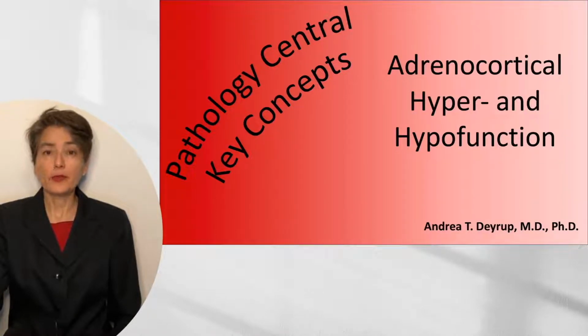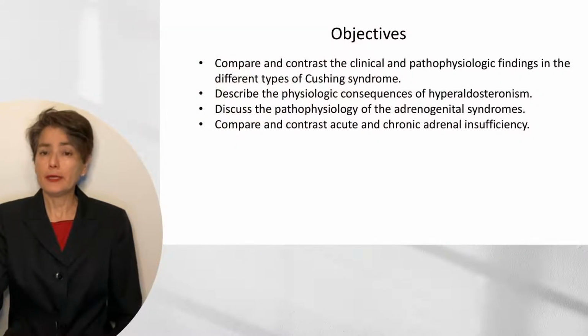The topic of this video is adrenocortical hyper and hypofunction. I'm going to begin with a brief overview of the adrenal gland, and then we're going to focus on the syndromes associated with hyperfunction of the adrenal cortex, so Cushing's syndrome, hyperaldosteronism, and the adrenogenital syndromes. Next, we'll be looking at hypofunction of the adrenal cortex with acute and chronic adrenal insufficiency.